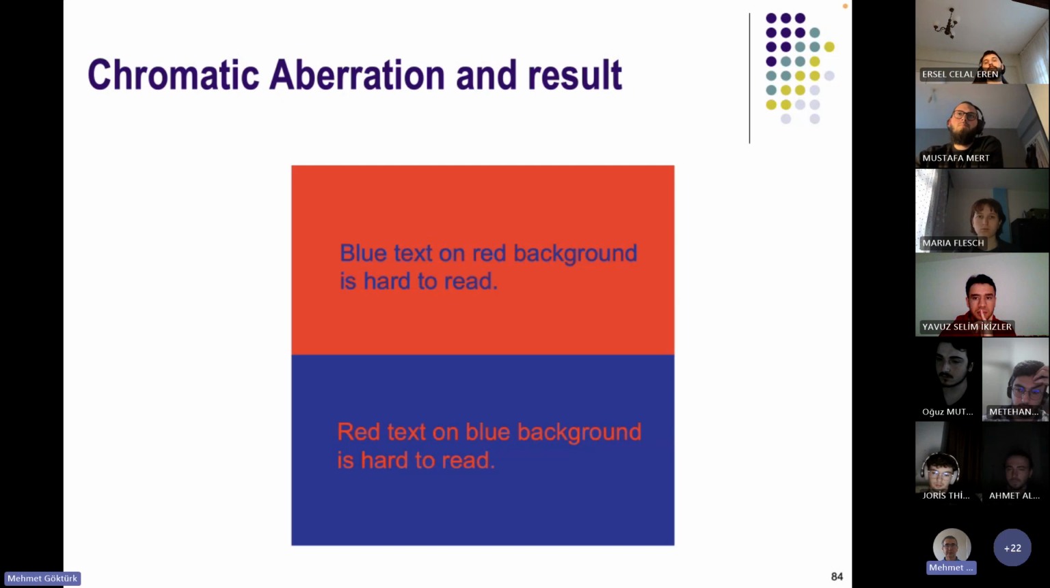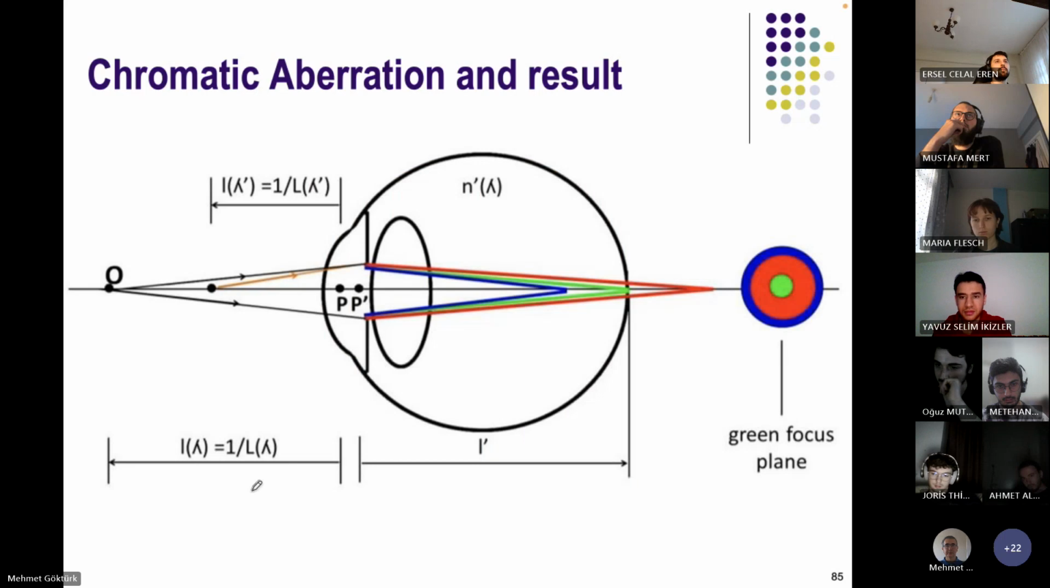Blue text on red background is hard to read. Red text on blue background is also hard to read. Don't do it. And the question is, what is going on? What is going on is as follows.